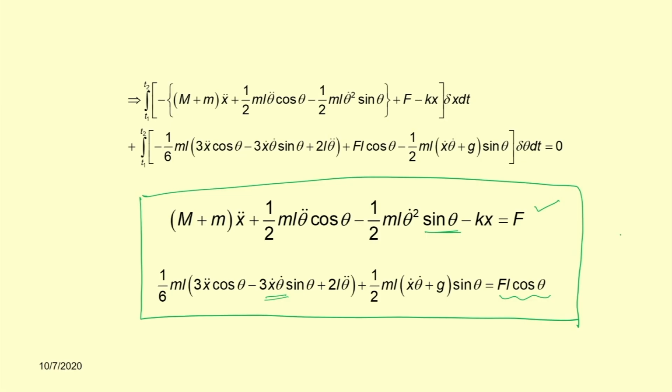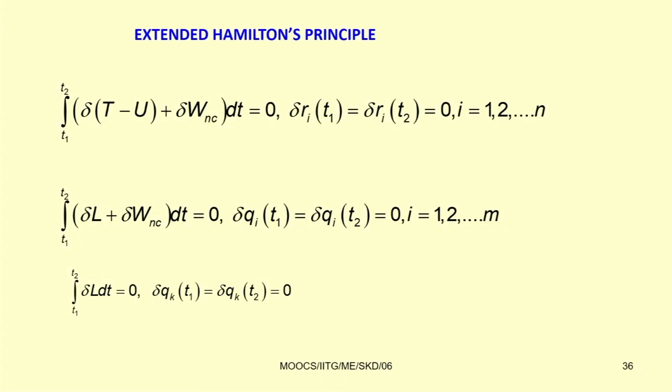So, you can get this nonlinear equation of motion. This way you can find the equation of motion by using the Lagrange principle. Let us see if we want to use this extended Hamilton principle, then how we can derive this equation of motion. To derive this, you must know this principle and how it works.